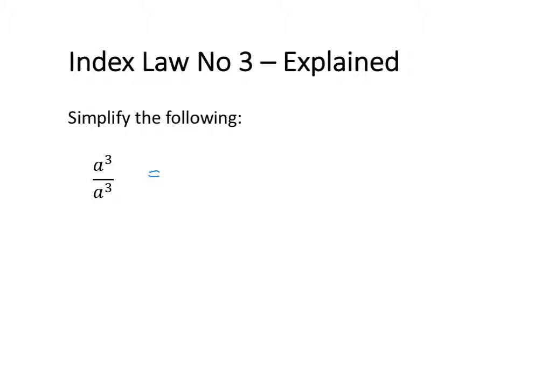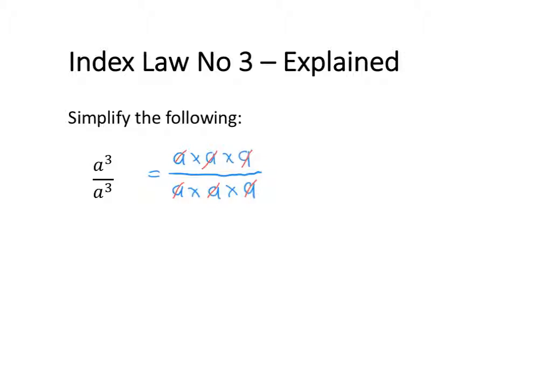So that's going to equal a to the power of 3 is a times a times a divided by, again, a to the power of 3, so a times a times a. So I'm going to go through and cancel out common variables in my numerator and denominator. So I can cancel out my first set of a's, my second set of a's, and my third set of a's. So I can cancel all of my a's in my numerator and denominator.